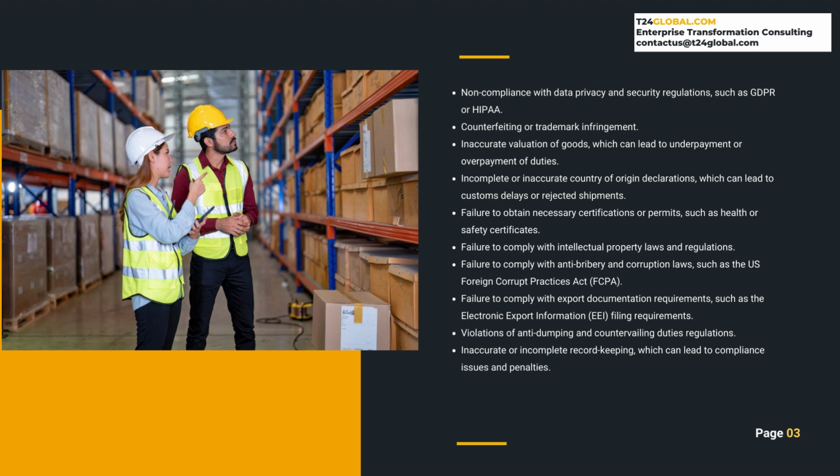Failure to comply with anti-bribery and corruption laws, such as the U.S. Foreign Corrupt Practices Act, that is, FCPA, can lead to compliance issues and penalties. Anti-bribery and corruption laws involve preventing and detecting bribery and corruption in business transactions. Compliance involves understanding and complying with anti-bribery and corruption laws.